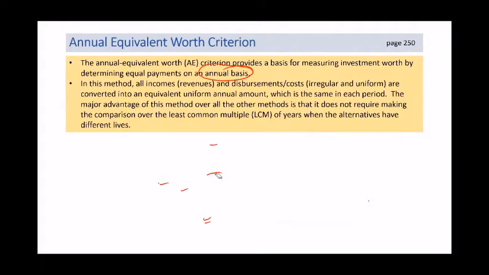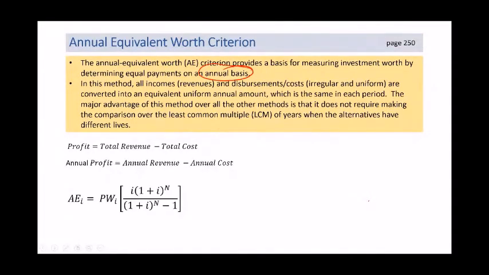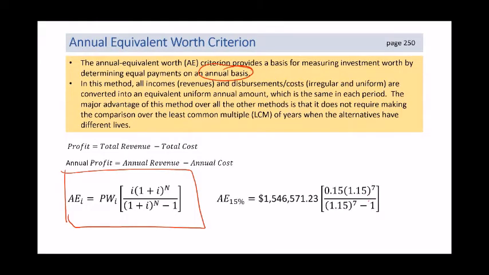Okay, here we need the present worth of the project. So for the formula, okay, we have here. So this is now the formula to get the AE. Okay, can you still remember what is our PW in this example? So our PW is 1,546,571.23.